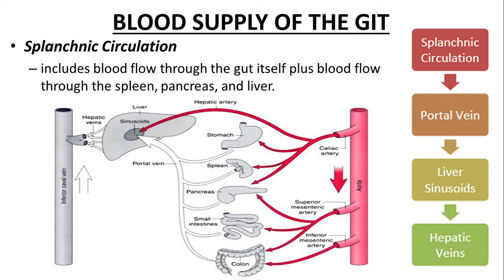So the blood supply of the GIT is by way of your splanchnic circulation. So take a look at this one here. What is your splanchnic circulation? This is just the circulation through the gut itself plus flow through the spleen, pancreas, and liver.